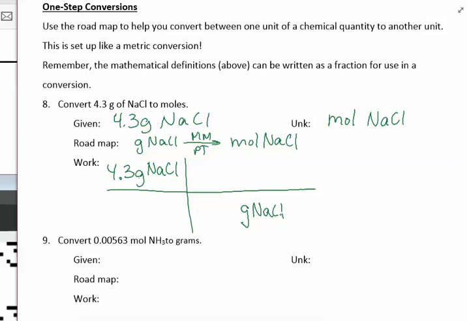What I'm trying to do is get my units to cancel out, so that's why I'm going to put grams of sodium chloride on the bottom. So that came right from here. Up top, I'm going to put moles of NaCl.